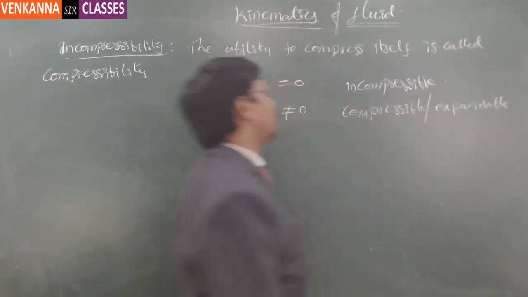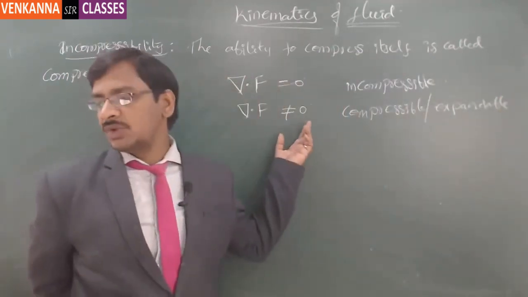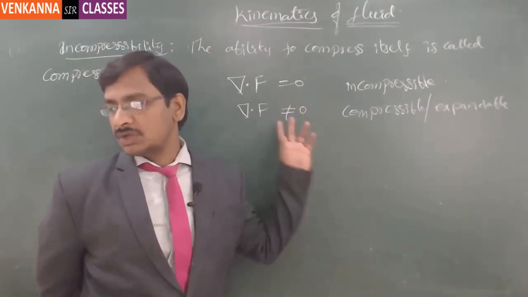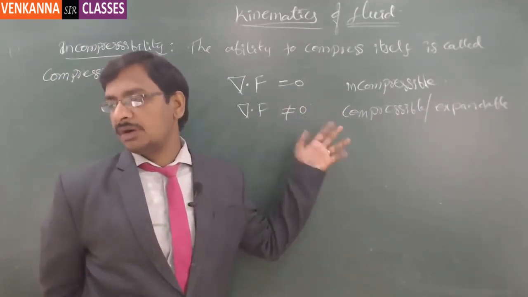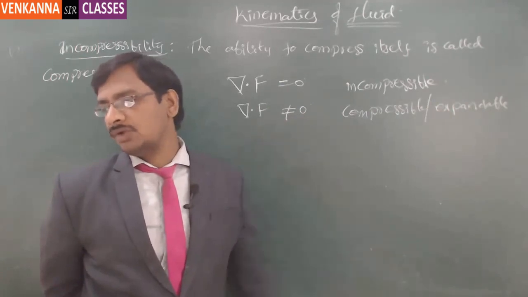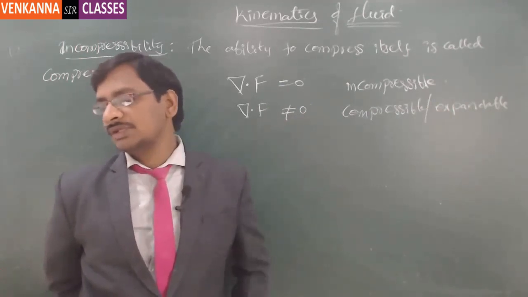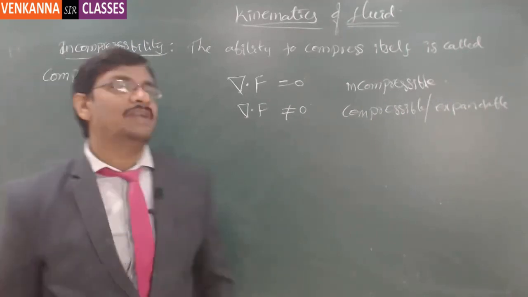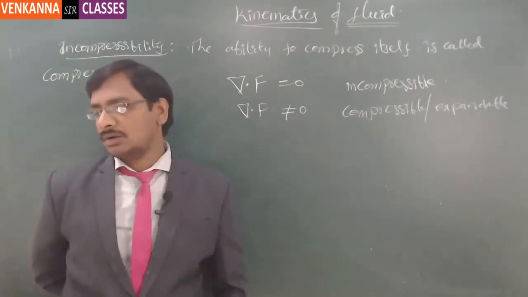So depending upon the value, it may be a positive value or it may be a negative value. If it is 0, incompressible. If it is not 0, either expandable or compressible, depending upon the value of the del dot F. So this is the nature to test whether the function is compressible, so whether the field is compressible or not. Got it or not?